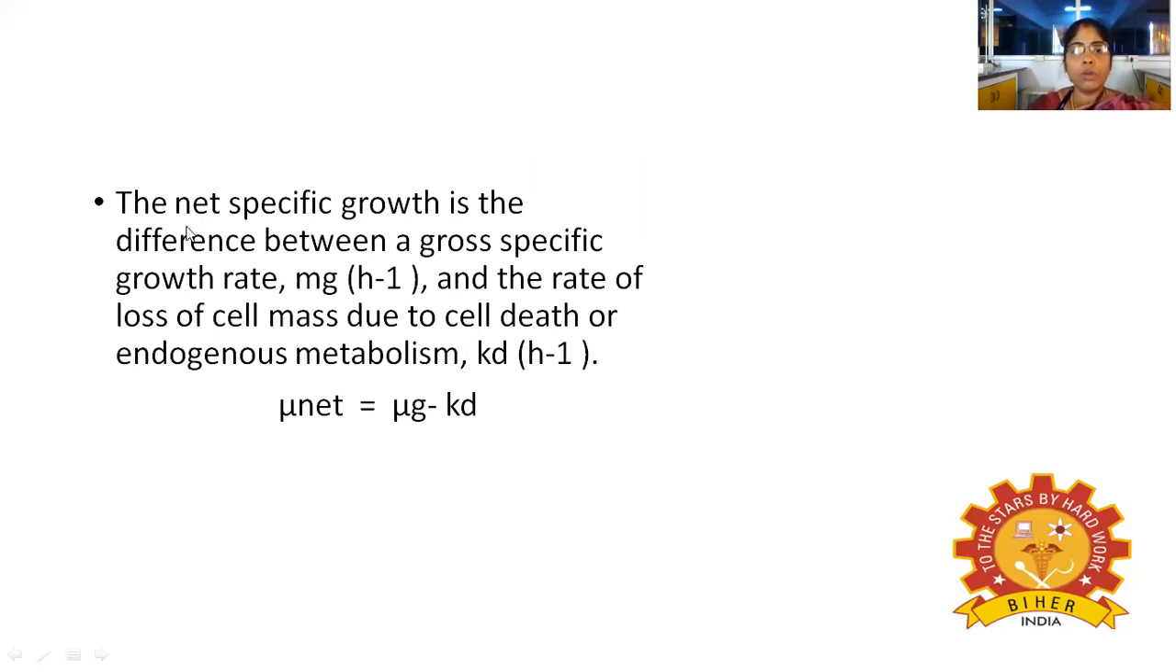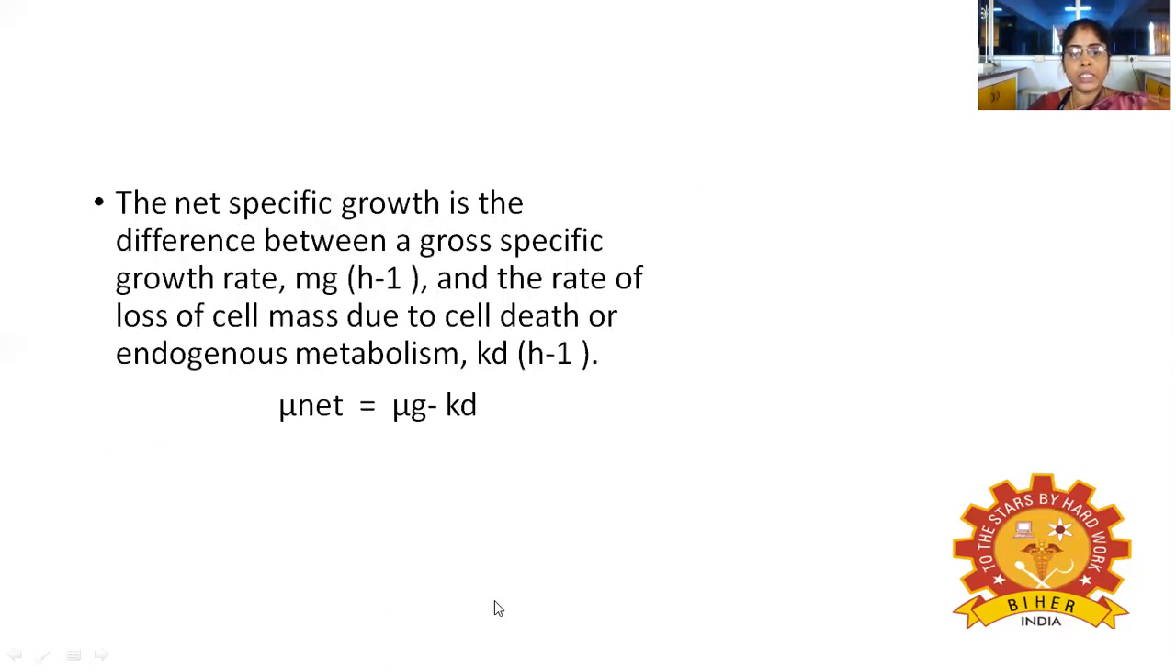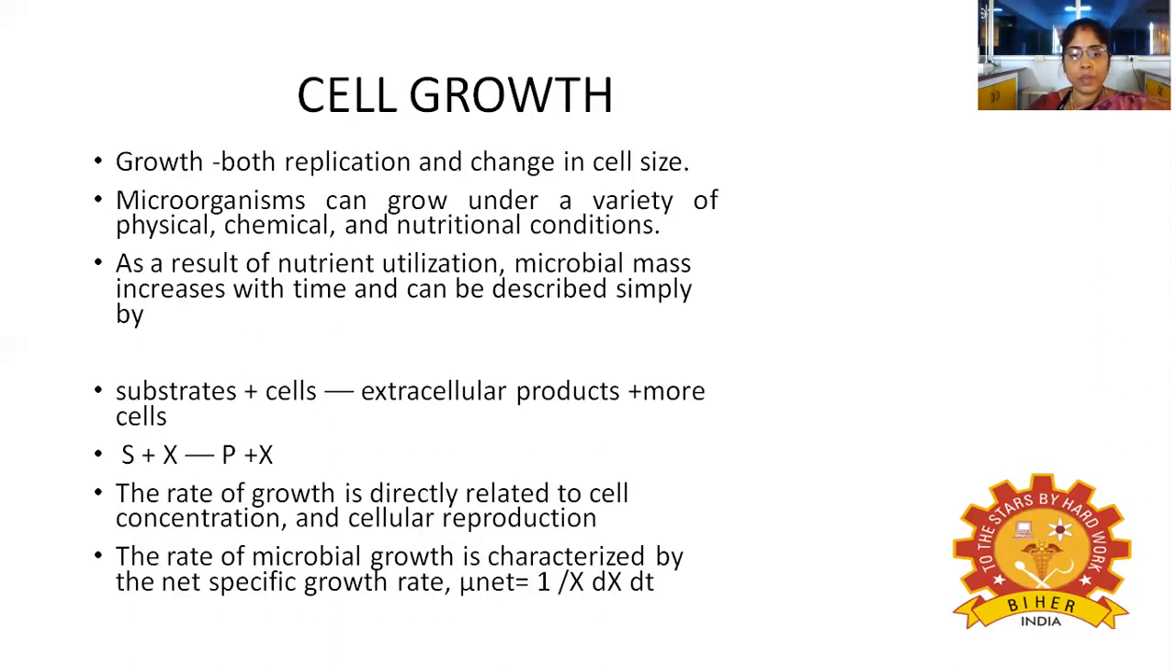When we talk about the net specific growth rate, it can be related to the gross specific growth rate, represented by the equation mu net equals mu g minus kd. The unit of mu net is always inverse time; it might be per hour, per second, or per minute. So substituting into mu net equals 1 by x dx by dt, mu g minus kd equals 1 by x into dx by dt.